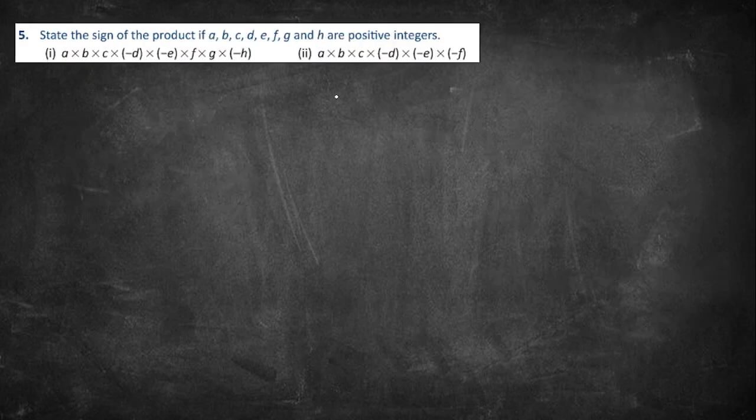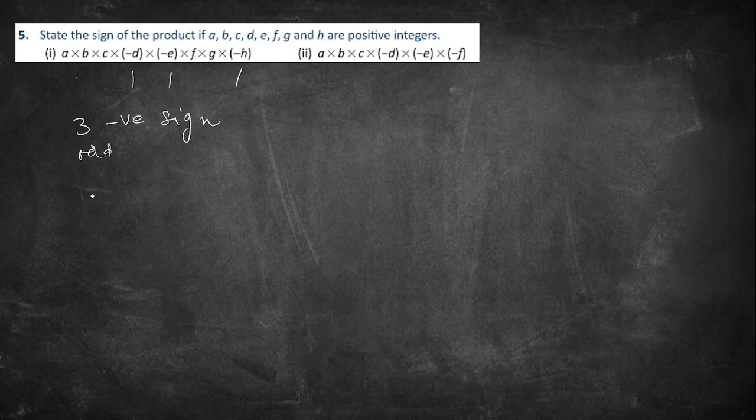Now state the sign of the product if a, b, c, d, e, f, g, h are positive integers. The same thing we will see here. Here we have 1, 2, 3 negative signs, and 3 is an odd number. We check these negative signs when all the numbers are in multiplication. When some are in addition, some in subtraction and some in multiplication, you will not count like this. You need to see that all the numbers are in multiplication, then only count how many negative signs there are.